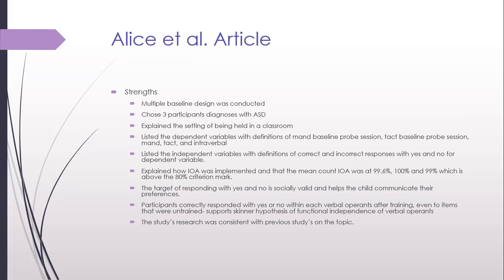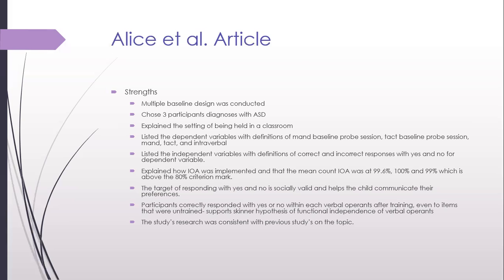It listed the independent variables with definitions of correct and incorrect responses with yes and no. And it also explained how the IOA was implemented and that the mean IOA was 99.6, 100, and 99%, which were all above the 80% criterion mark.